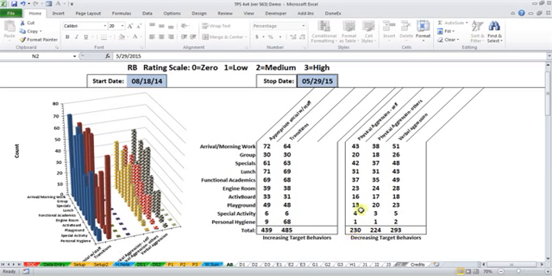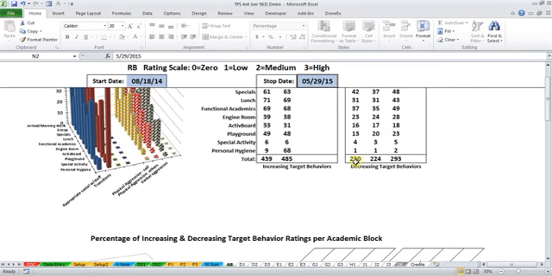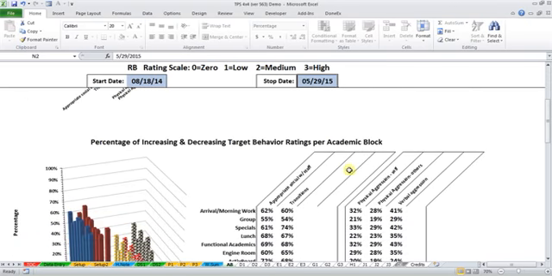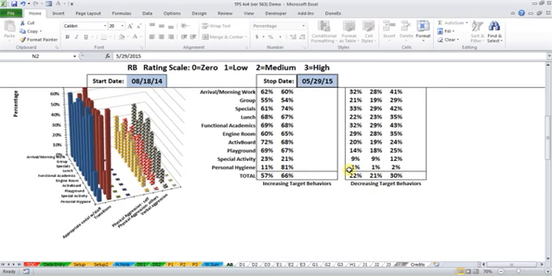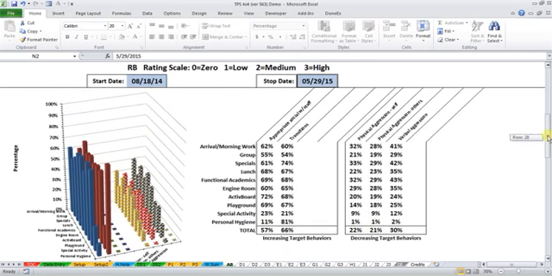And we can also see that they're pretty consistent throughout the day. Active board tends to be the least, and playground as well. Not too much physical aggression to self in the active board session and the playground. Well, that's good to know. Significant problems in the morning. The next graph takes a look at percentages of increasing and decreasing target behaviors. I'll bring that up in just a second here.